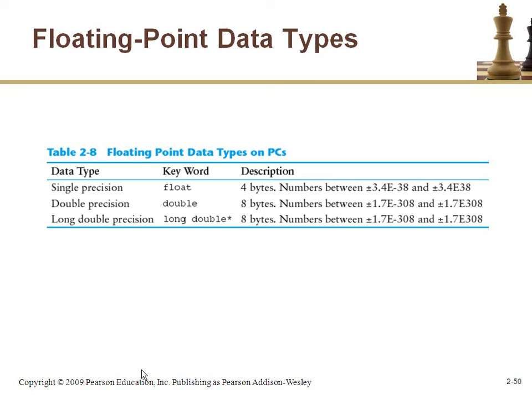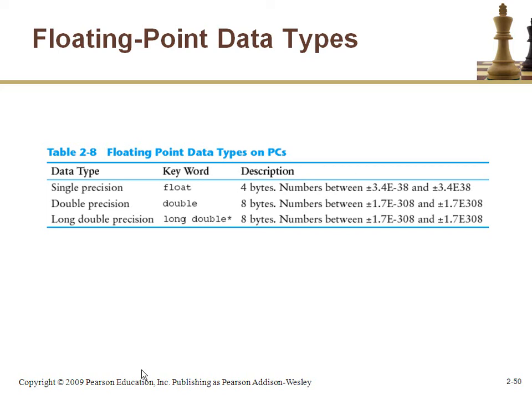For single precision, if you use the keyword float, you're taking 4 bytes and your number would range between plus or minus 3.4 times 10 to the minus 38 to plus or minus 3.4 times 10 to the 38, and that's a large number.